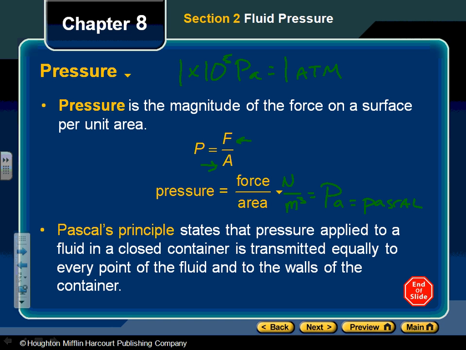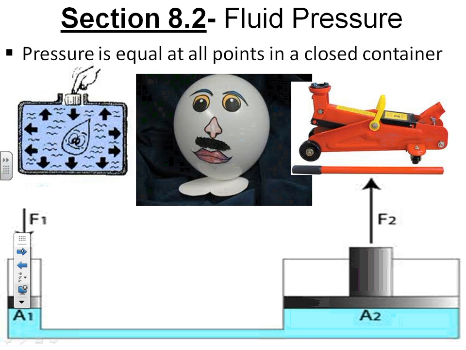All right, on to Pascal's principle. Again, it says that pressure is exerted equally all over a fluid container. So in our example right here, if you have water in a container, it's exerting pressure equally out on all sides. That's what the arrows are indicating. That is why balloons work.